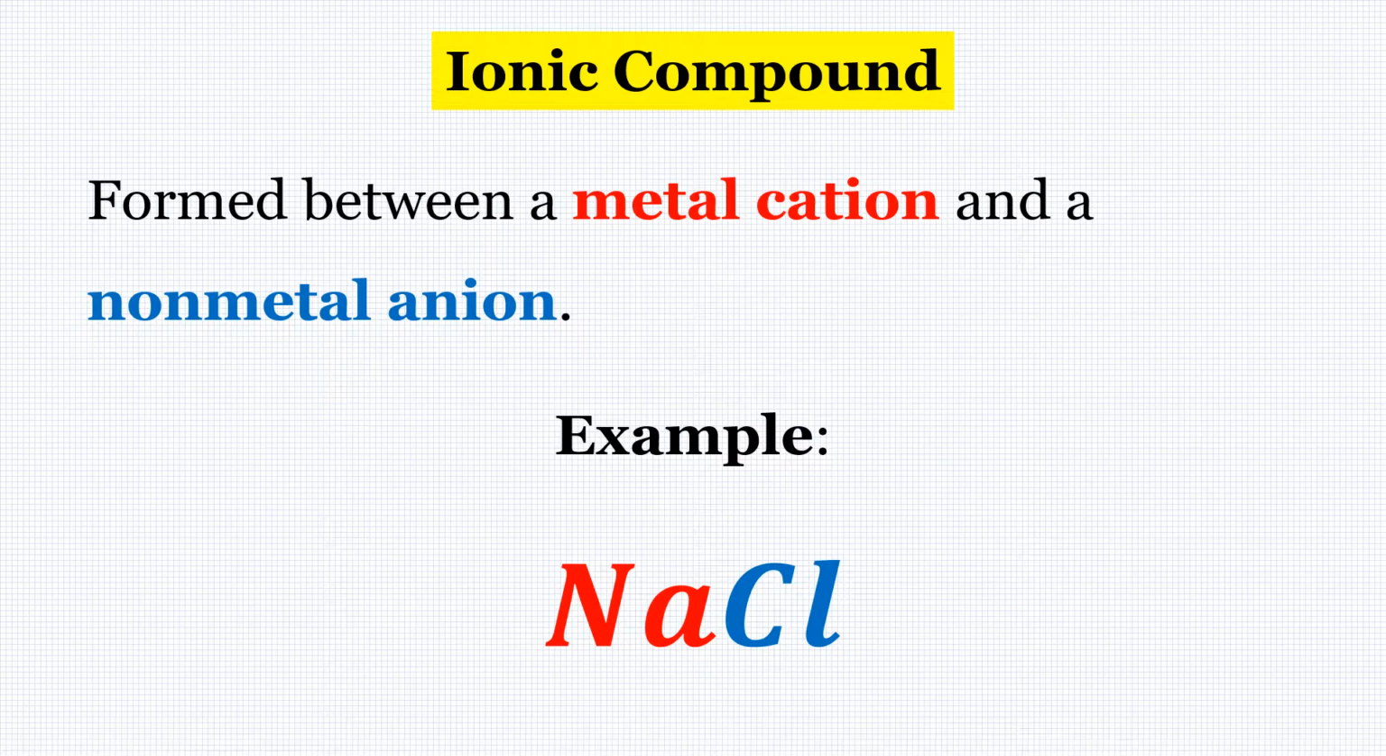So for example, here we have sodium chloride. That would be an example of an ionic compound. We have a metal, which is in red on the left side, and then we have a nonmetal, which is on the right side in blue.